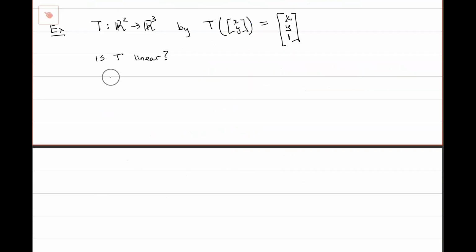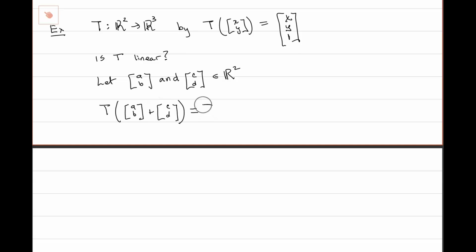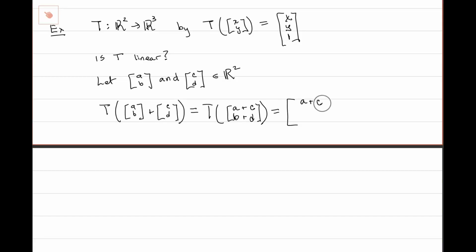So if we take two vectors, (a, b) and (c, d), elements of R2, so they're two-dimensional vectors, let's compute the transformation of the sum. So T of (a, b) plus (c, d). Now if I simplify the inside, I get (a plus c, b plus d). Then if I apply the transformation, it says first component, second component stay the same, and then the third component's just 1. So I would get (a plus c, b plus d, 1).